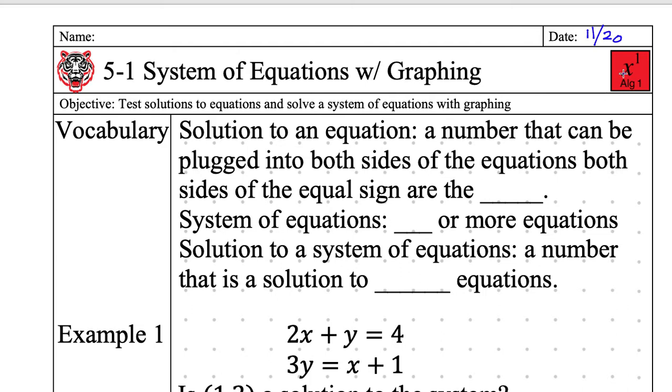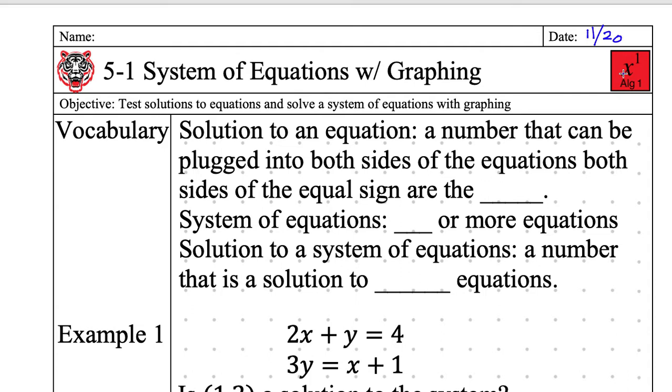Who wants to read the objective? Quiet raised hand. Yes, Esha. Test solutions to equations and solve a system of equations with graphing. There it is. So we're going to be learning 3 different ways of solving a system of linear equations.